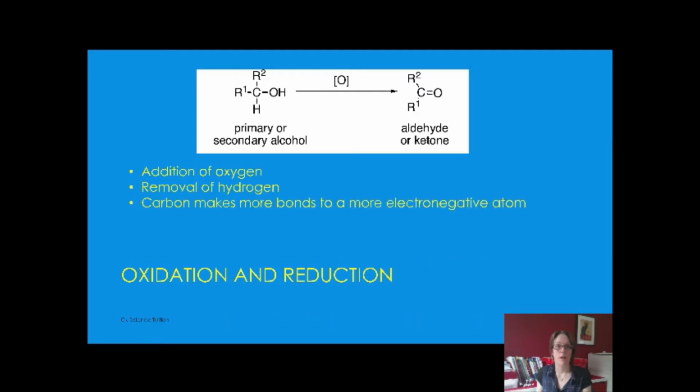The other way of looking at it is that when you remove that hydrogen, although you're not adding oxygen, you're increasing the number of bonds to oxygen. And so oxidation can also be thought of as simply carbon making more bonds to a more electronegative atom.